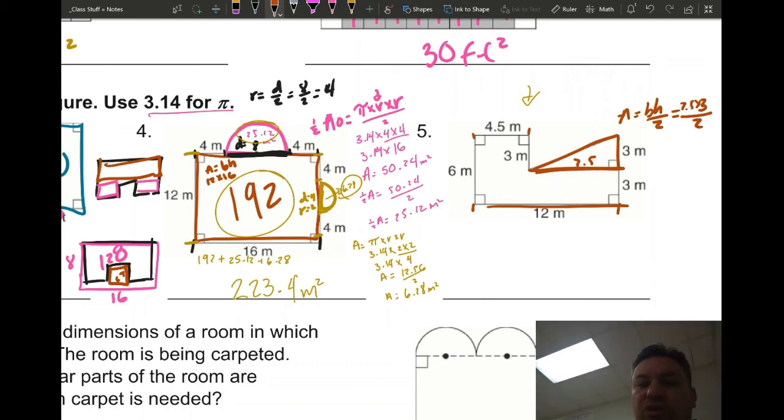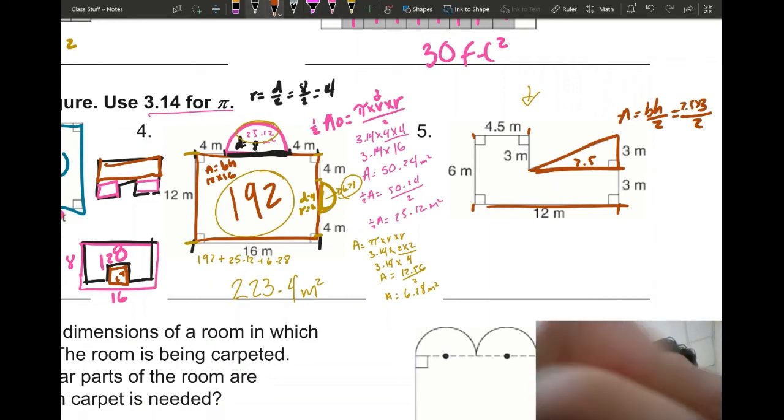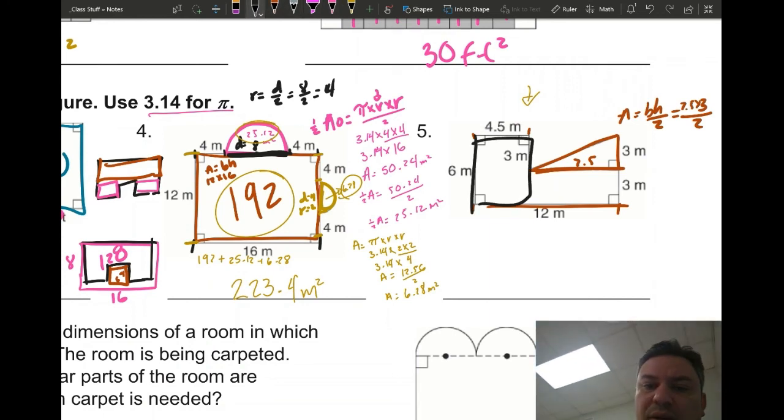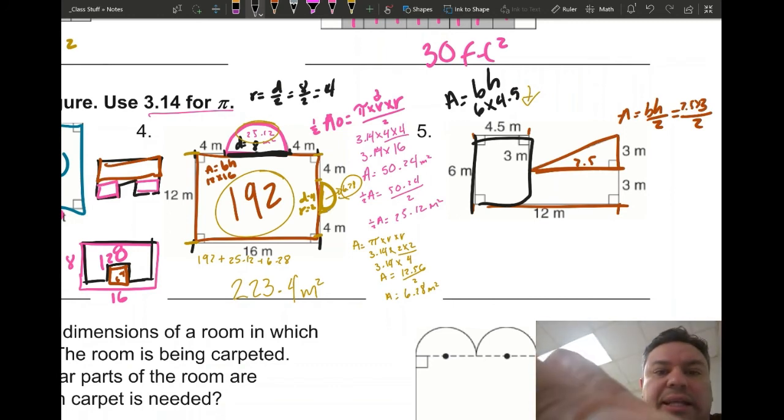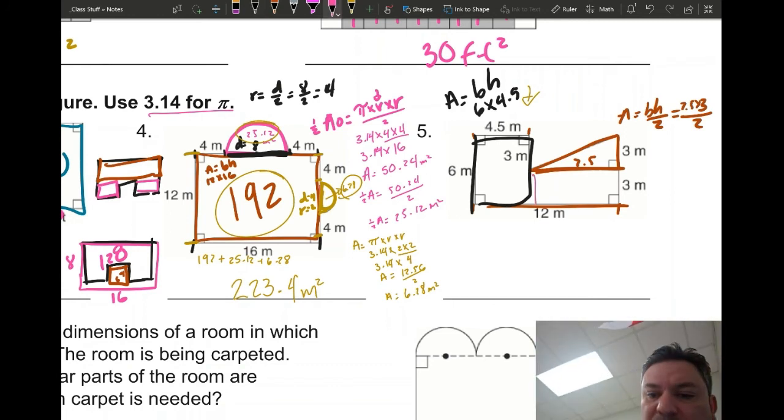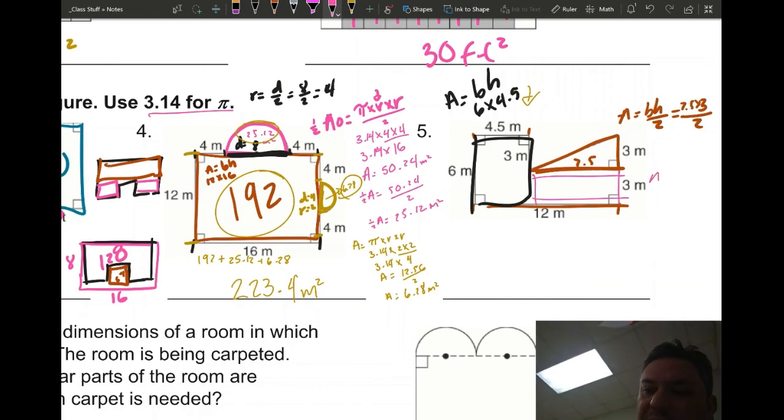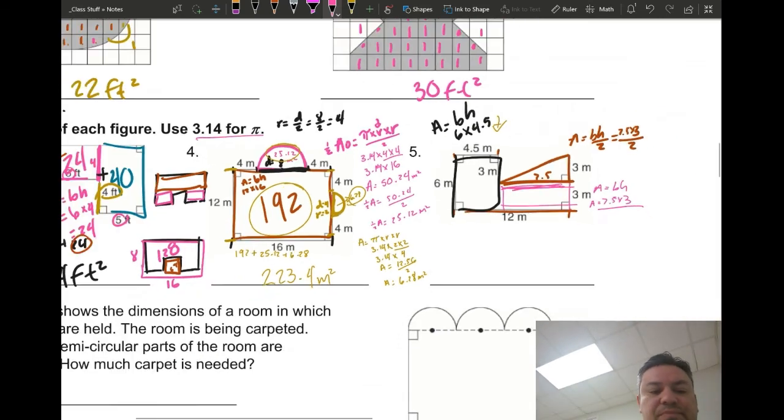And then you have a big rectangle, which is A equals base times height, which is 6 times 4.5. And then I have a smaller rectangle from here to here. A equals base times height, which is 3, and the base is 12 minus 4.5, which is also 7.5, just like this one right here. Find the area and then add them all up, and you'll get the answer.